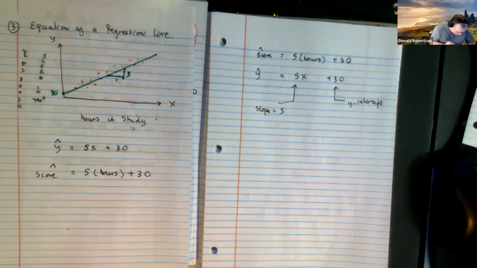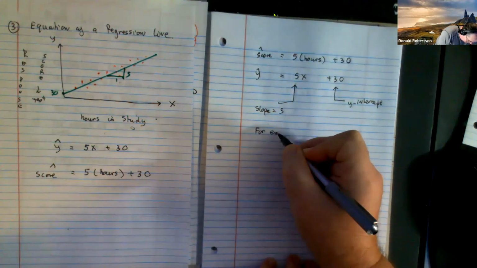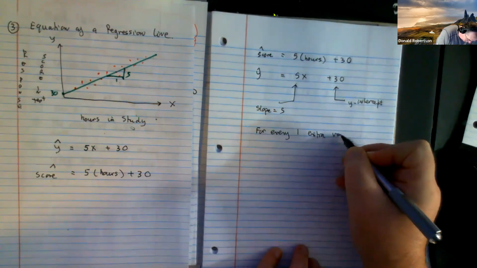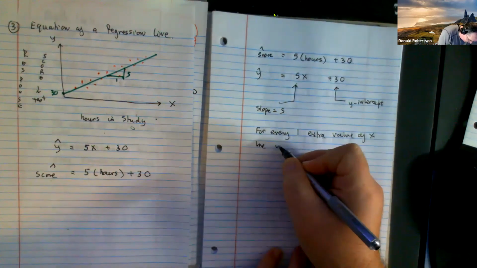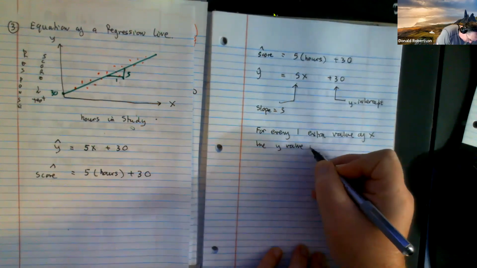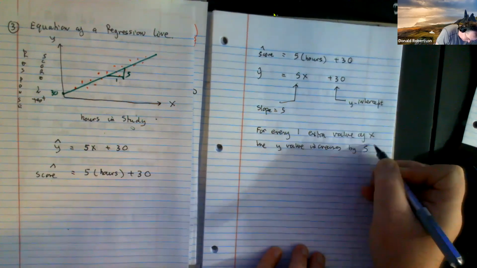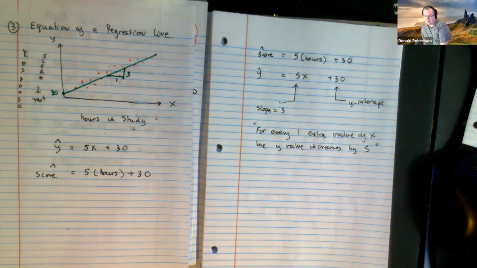What do I mean by that? Well, for every one extra value of x, the y value increases by 5. Wouldn't you say that's a very long-winded way of saying the slope of 5, right? For every one that you add onto the x, won't the y increase by 5, right?